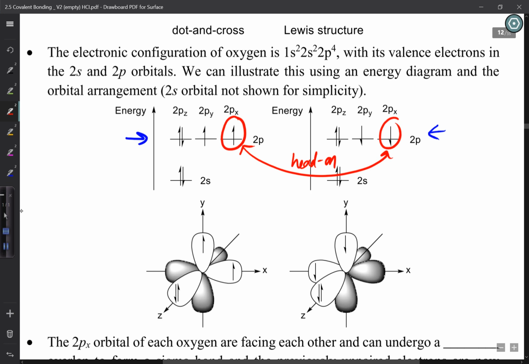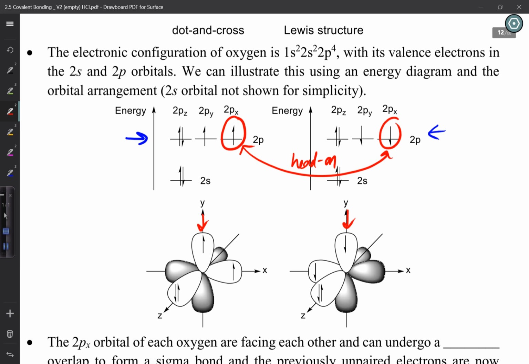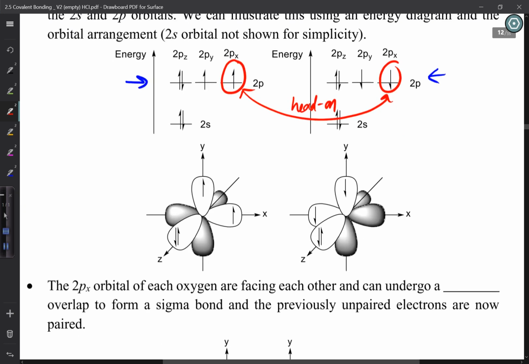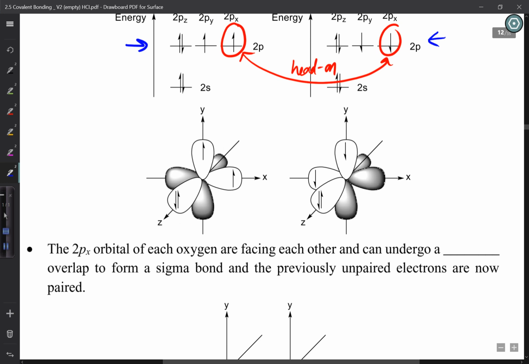But then we are left with this 2py. Do you think this 2py orbital can overlap head-on? 2py is basically this one and this one, right? So if this is head-on, this is definitely not head-on. It's like cars: when cars crash, there's a head-on crash, and then you have the grazing by the side. So this kind of overlap can still exist, but it won't be called head-on overlap. Nevertheless, let's settle the 2px first.